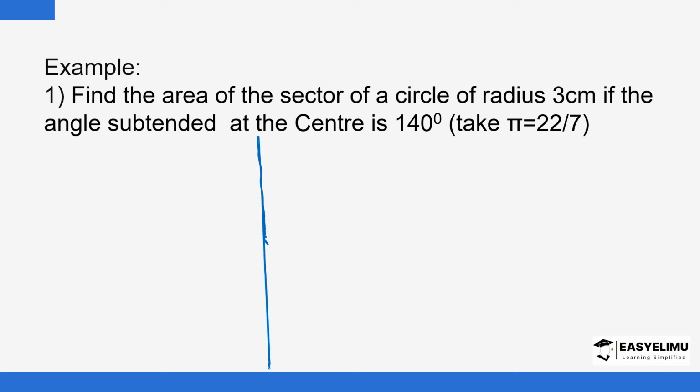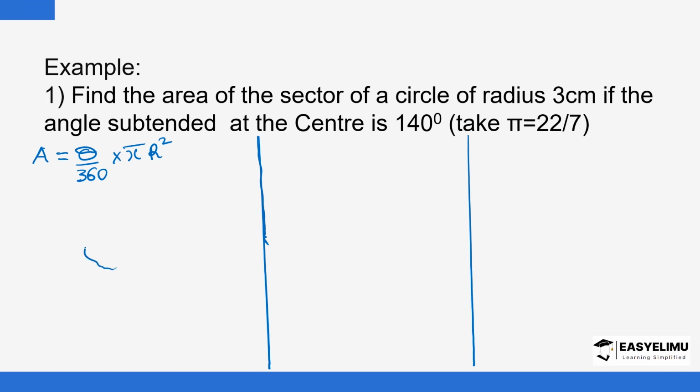So let me subdivide this space into 3 so that I have more working space. So the area is given by theta over 360 times pi r squared. Remember, this pi r squared here is just the area of the circle, the complete circle, but then we have a fraction of it represented by the angle subtended by the arc of that sector, or simply the angle subtended at the center of the circle divided by 360.